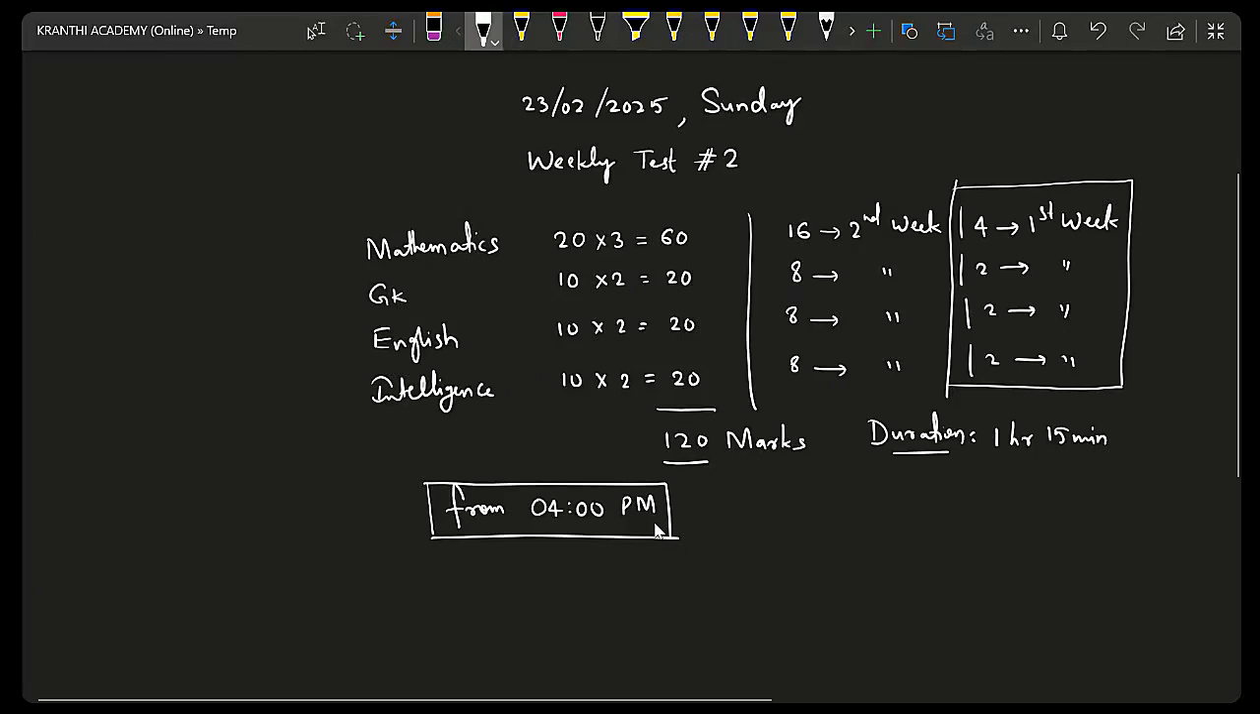From 4 p.m. the test will be available. So this is a pattern, you can make a note of this. And any doubts regarding the pattern, Jashvi?